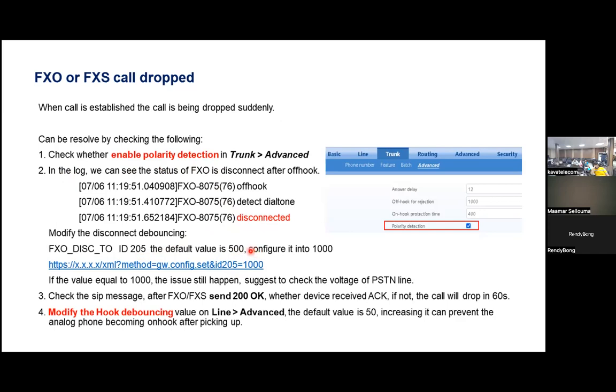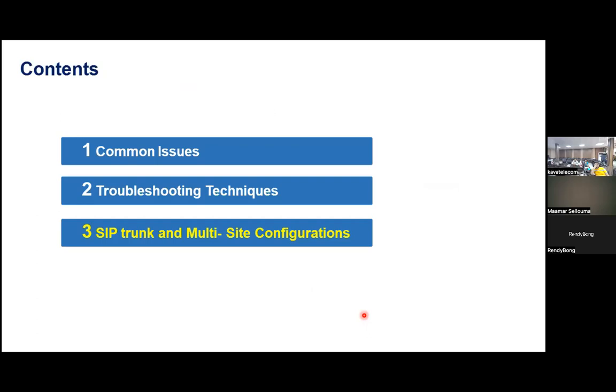Another way is to modify the hook debouncing value. The default is 50. You can also try to increase that value as well. That is also very helpful in resolving issues where calls are dropped suddenly.